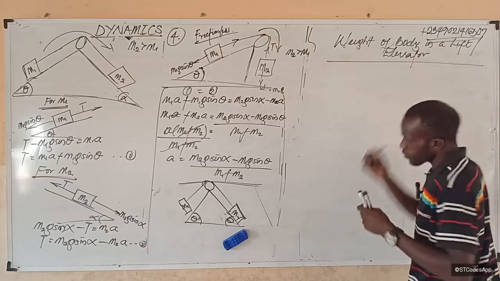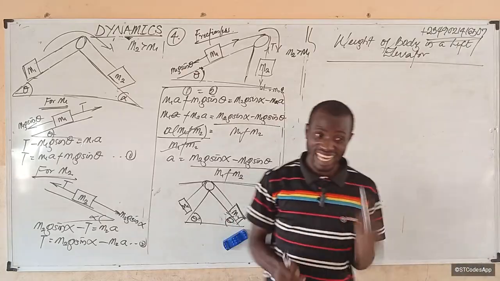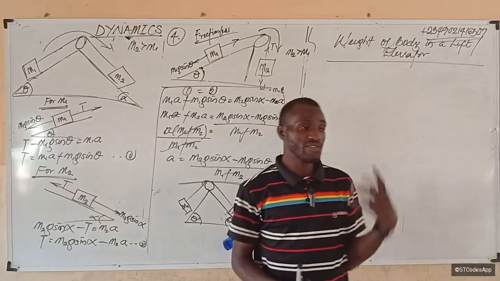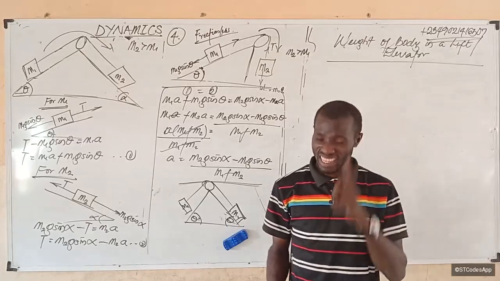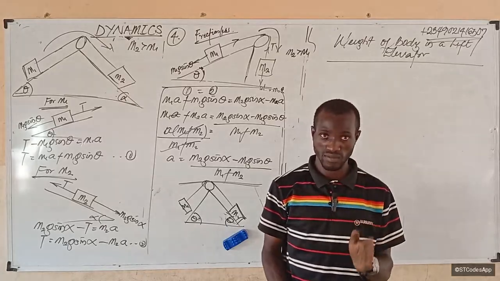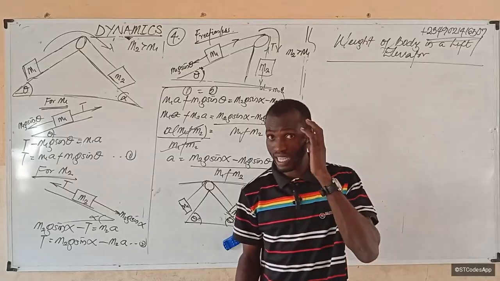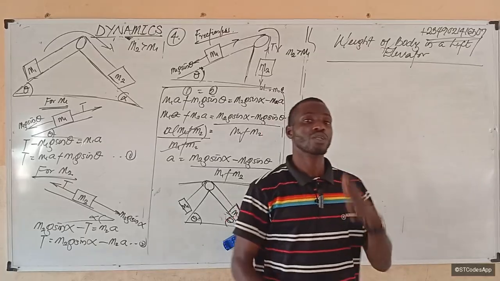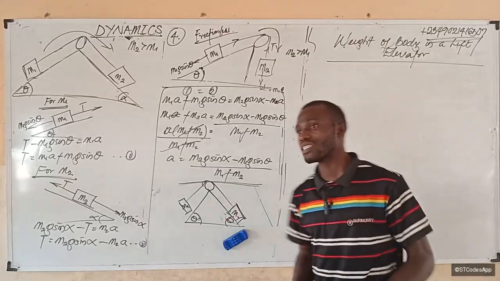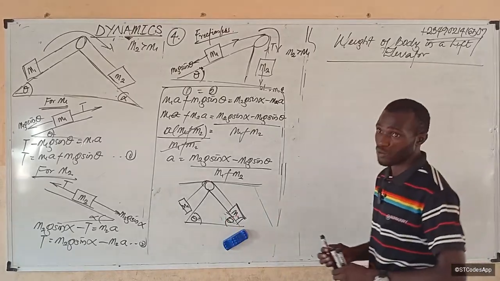Now, first, know the following: any force that is not in the direction of motion is negative. Any force in the direction of motion is positive. I reiterate, any force that is not in the direction of motion, negative. Any force that is in the direction of motion, positive. So now, what is the weight of a body on the lift?